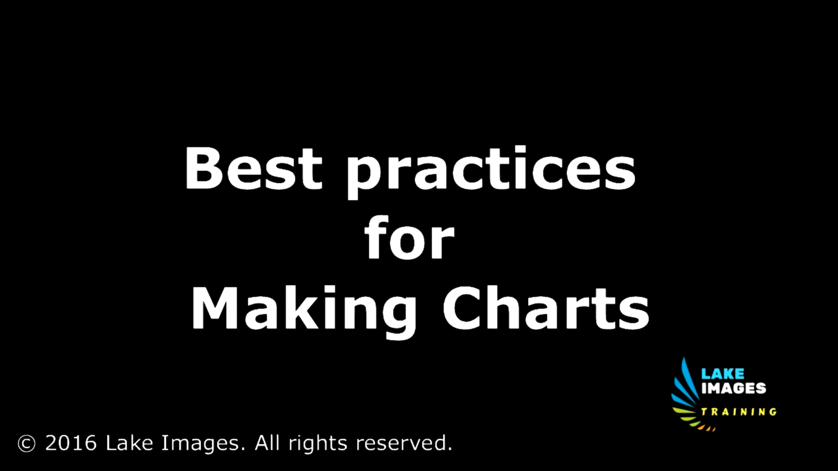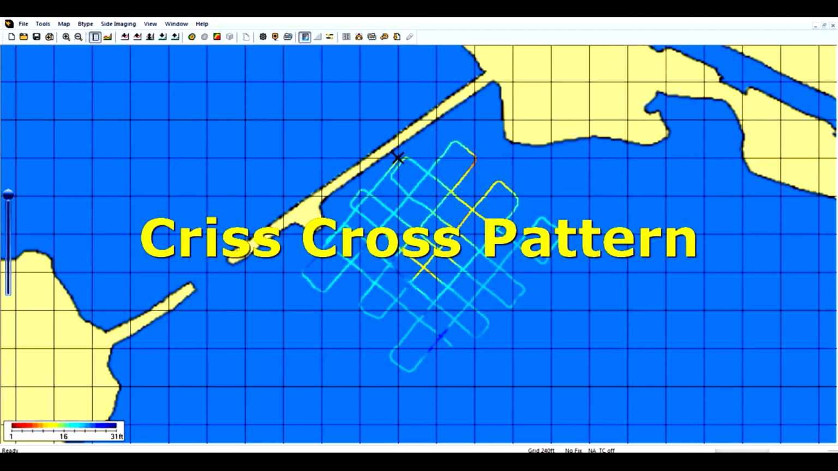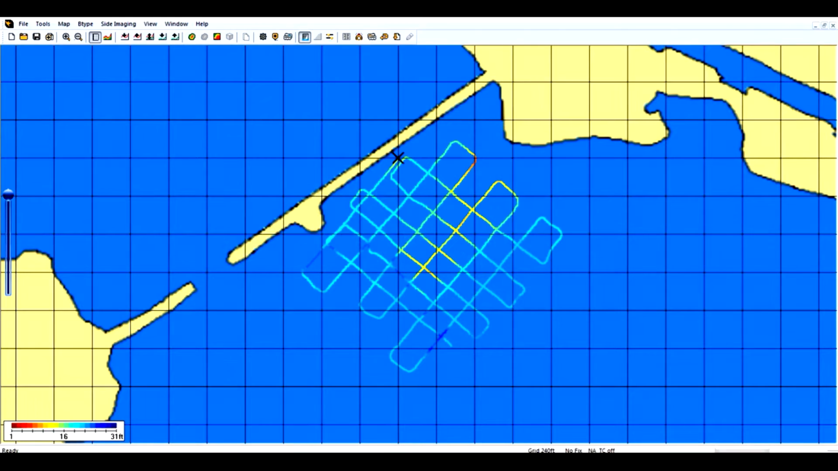We're going to look at some of the best practices for making chart recordings. Hummingbird recommends that you use a crisscross pattern when you're doing your recording to yield the best results when you create an AutoChart map. Here we have an example of this.